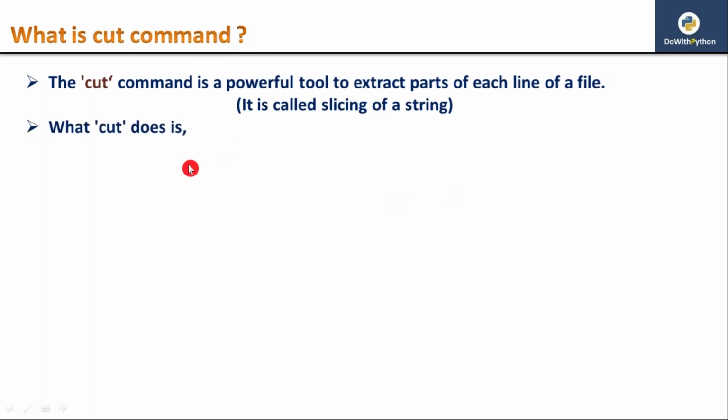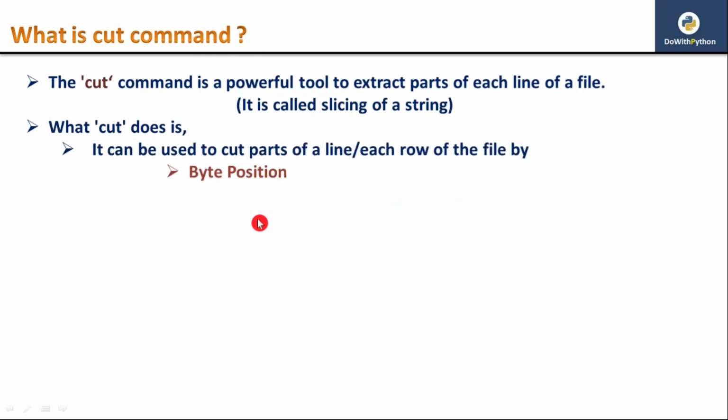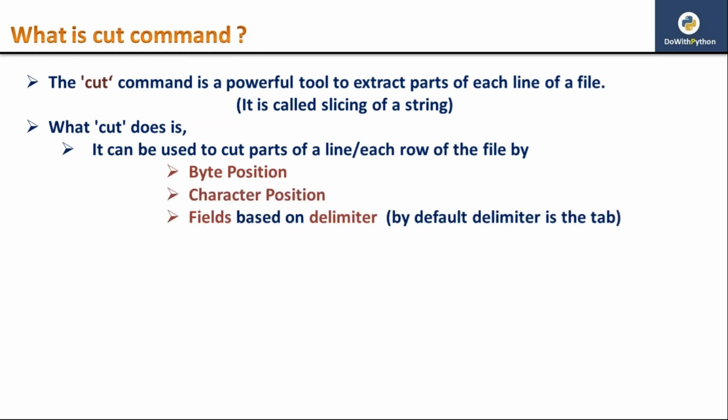So what cut does is, cut will extract your required data based on different options: based on byte position, based on character position, or based on fields. Don't worry about these fields for now. Byte position or character position, by default they are the same, because by default your bash will use the UTF-8 encoding technique. That means 8 bits, which is nothing but 1 byte.